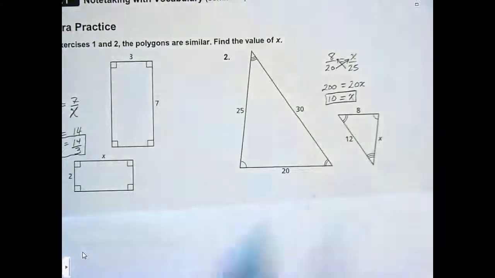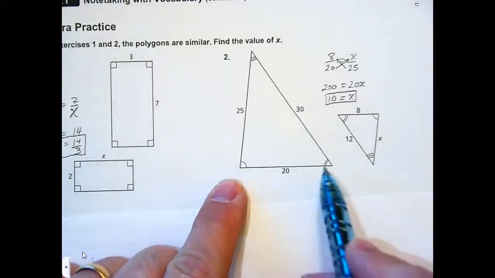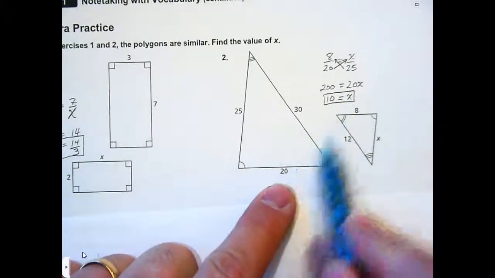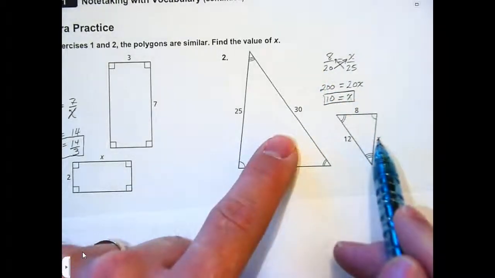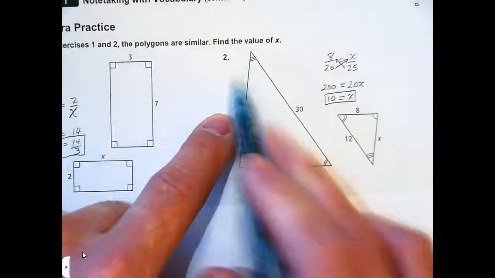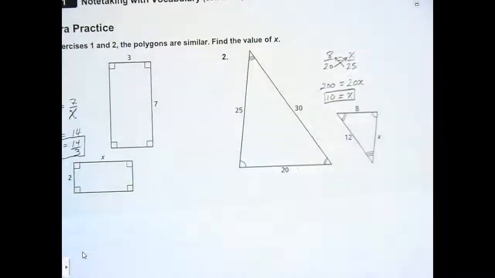And number 2, once again, comparing, looking at your angles may help you out. So from 1 mark to 2 marks, that is 20 to 8, or 8 to 20 if you go that route. And then you had x to 25, 1 to 3, 1 mark to 3 marks. Then cross multiply, and you get x equals 10. So you're dealing with linear measurements, no squaring involved there. Questions?